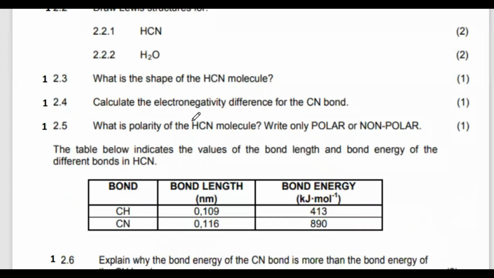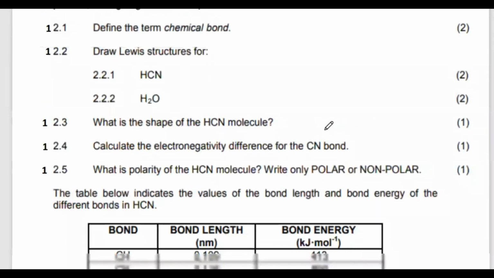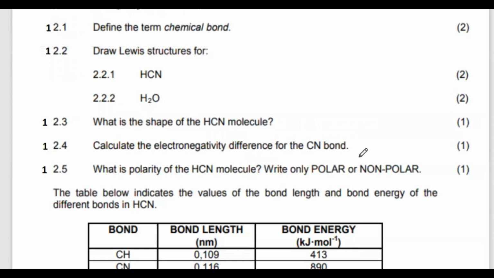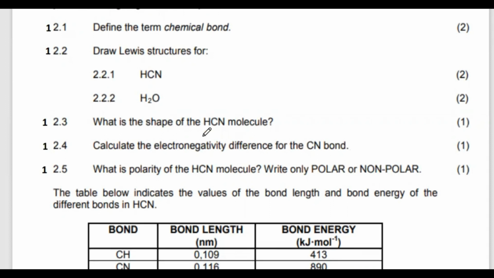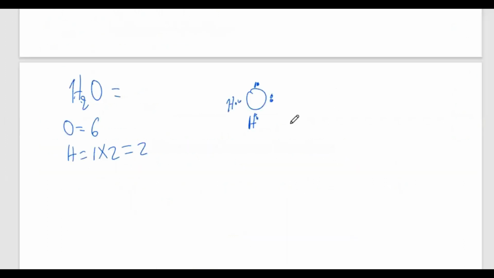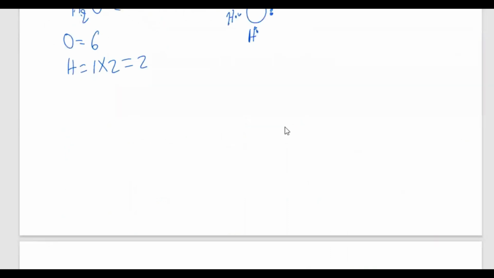We call it angular. Calculate the electronegativity difference between the cyanide bond. The cyanide bond. So now, what is electronegativity here? Basically, they're saying calculate the electronegativity difference for the cyanide bond. They're not saying cyanide bonds. So if they say cyanide bonds, don't forget that it forms 3 of them.